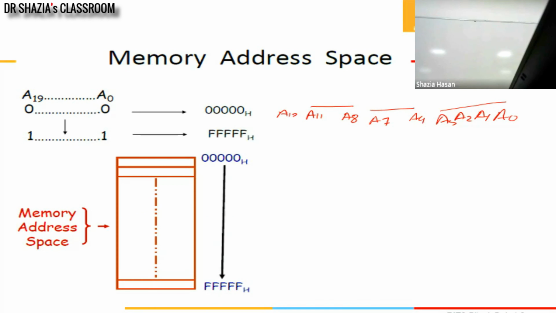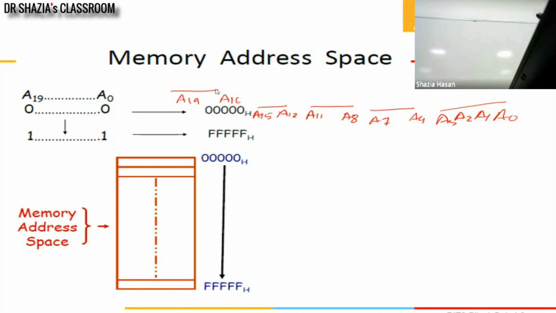Then A12, A13, A14, A15. Yes? Then A16 to A19. How many hexadecimal digits will I get? 5. One hexadecimal digit is equivalent to 4 binary bits. You know how to convert binary to hexa, hexa to binary.